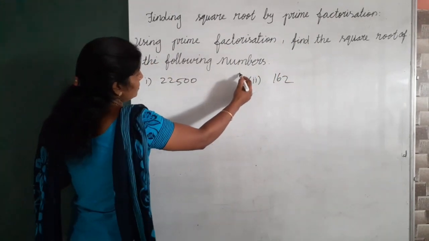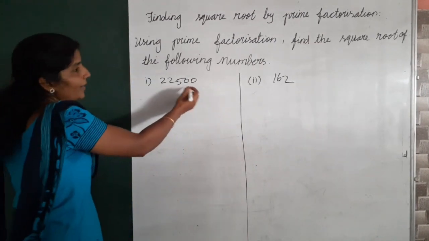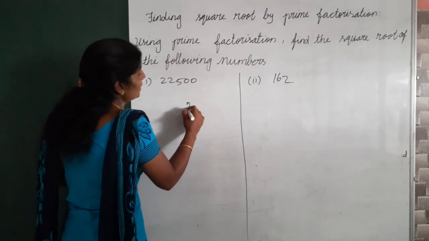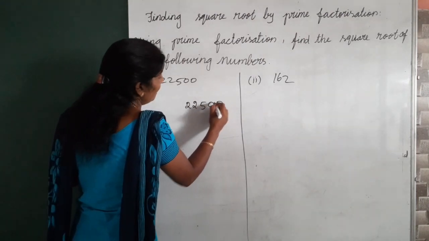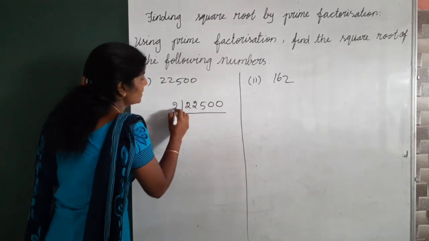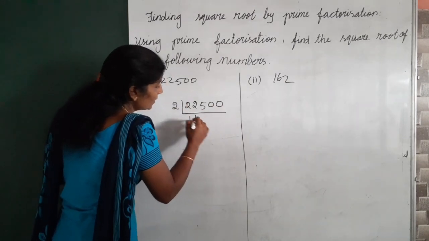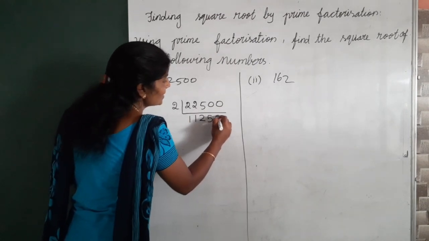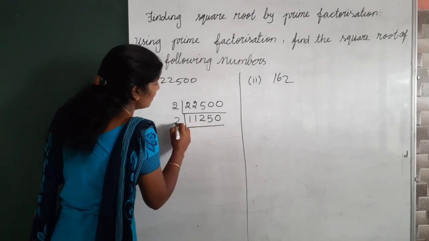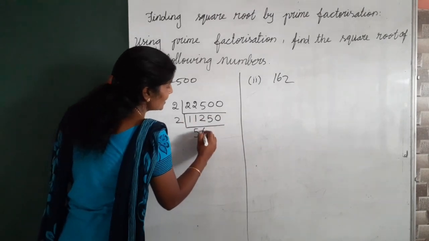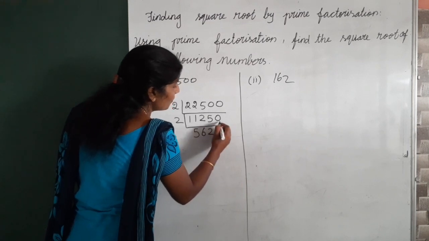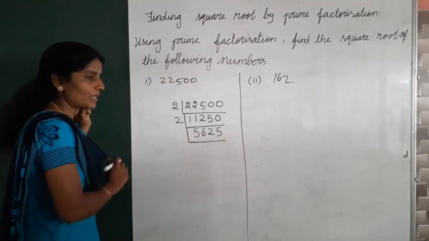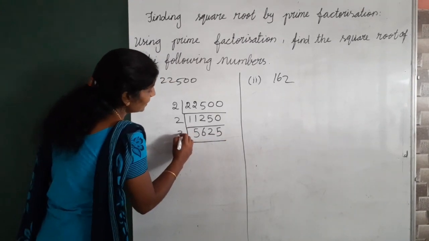First one, 22,500. Okay. Prime factorization is the division method, isn't it? Now 22,500 is divisible by the 2 table, isn't it? 1 2 is 2, 1 2 is 2, 2 2s are 4, 1 balance, 5 2s are 10, then 0. Then again 2 table: 5 2s are 10, 6 2s are 12, 2 2s are 4, 5 2s are 10. Then this is an odd number, this is not in the 2 table, isn't it? So we can try the 3 table.